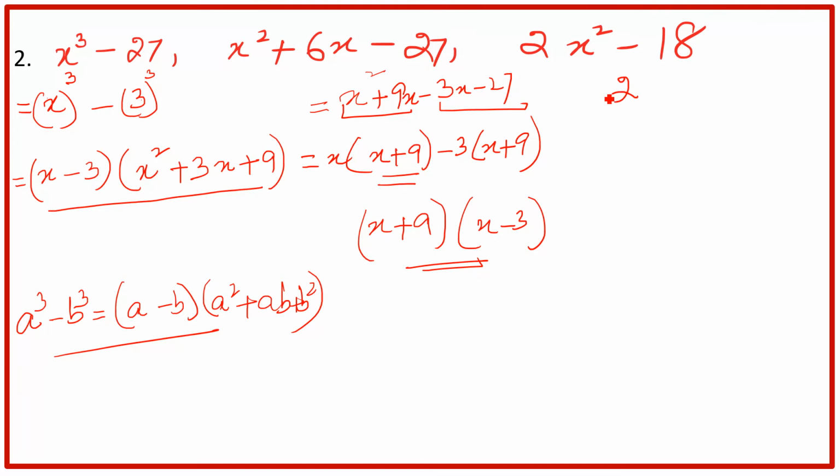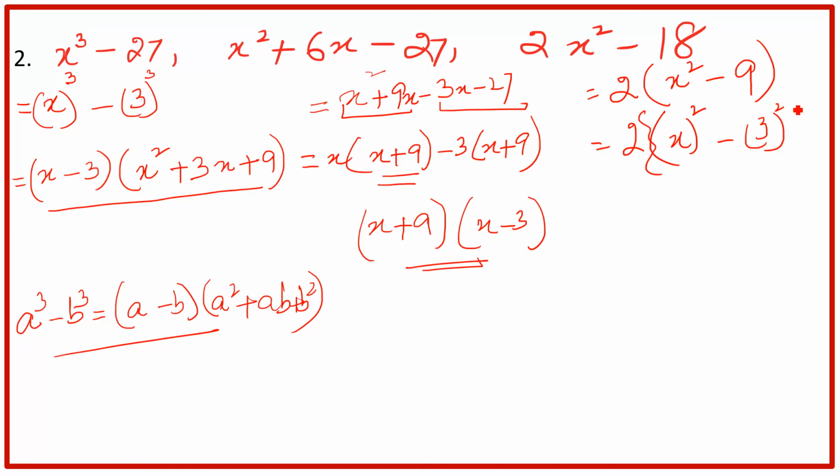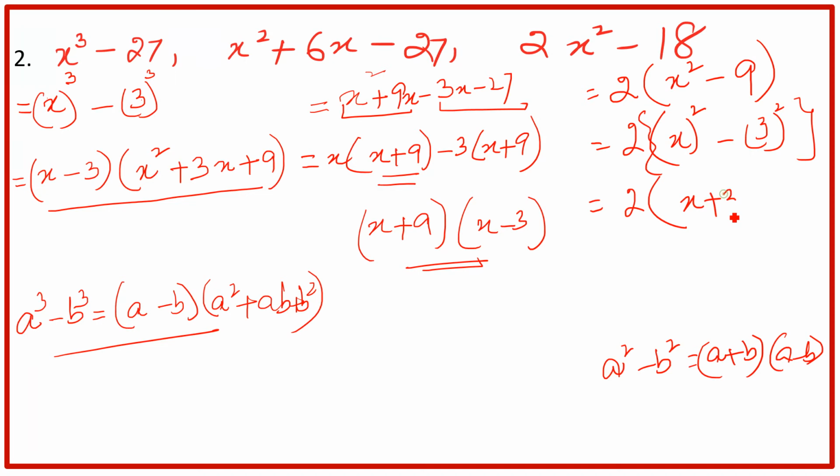minus 18. 2 we will take as a common, because the first step is whether or not you can take anything common. Yes, we can take 2 as a common. Remaining is x square negative 9. So x square negative 9 is the square of the first term, square of the second term. Here we are going to use a square minus b square, which is equal to a plus b and a minus b. So 2 will remain the same. X positive 3, one time we will write down in negative, one time we will write down in positive. So this is the third factorization.